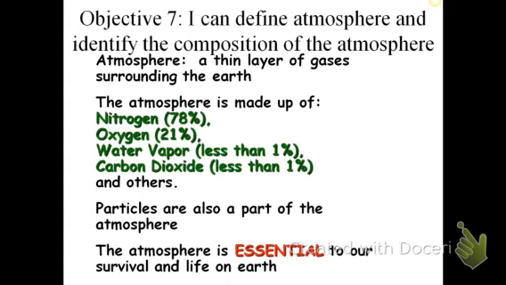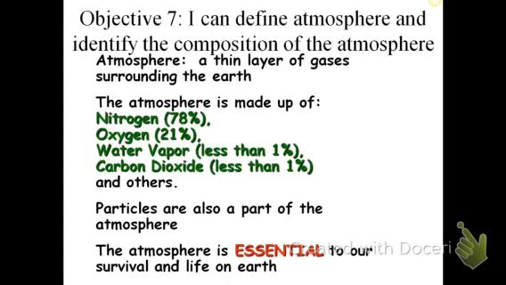We're getting into our first objective, which is objective 7. I can define the atmosphere and identify the composition of the atmosphere. That means I can tell you what it's made up of. So the atmosphere itself is a thin layer of gases that are surrounding the Earth. You just saw how thin that layer is compared to the Earth in the previous picture.